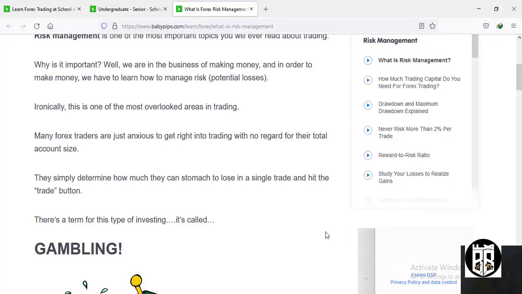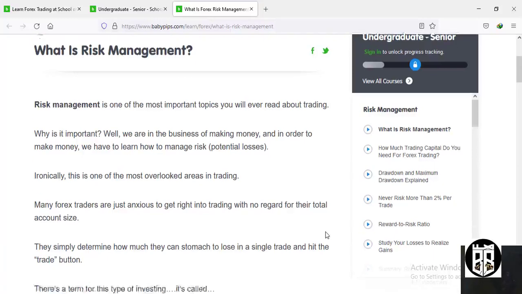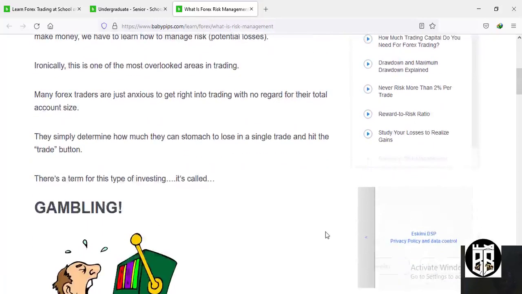But guess what? Risk management is one of the topics that is most easily forgotten. Many students, many people, once they learn how to buy and sell, learn a few trading techniques or trading styles, the next thing they jump the gun and start trading live, but they haven't really learned how to manage their risk or manage their money, which is risk management.